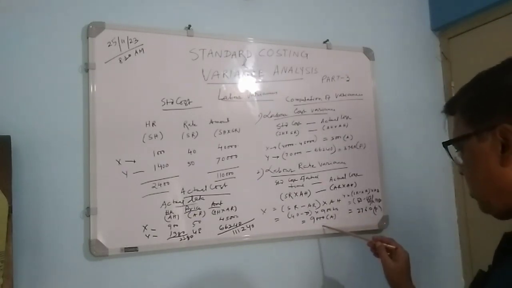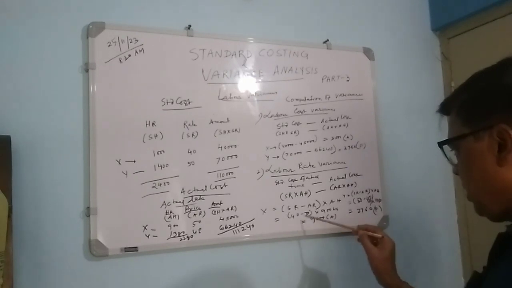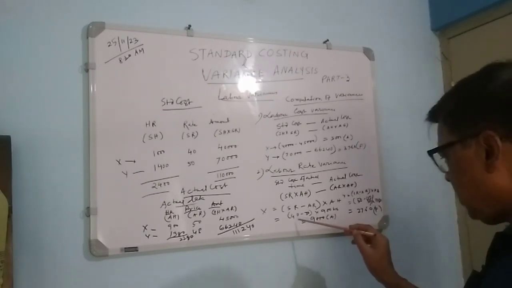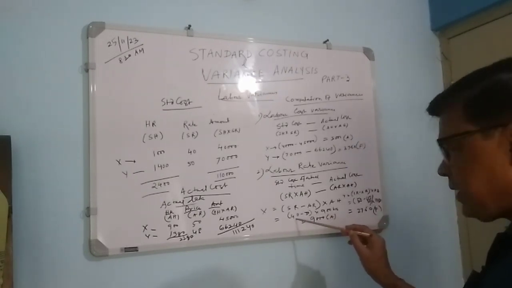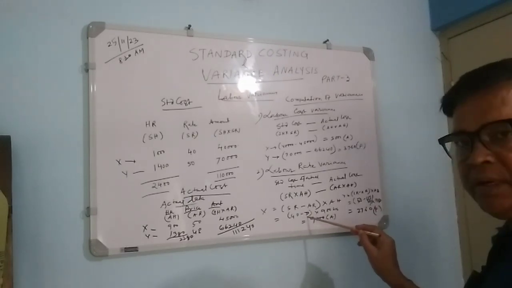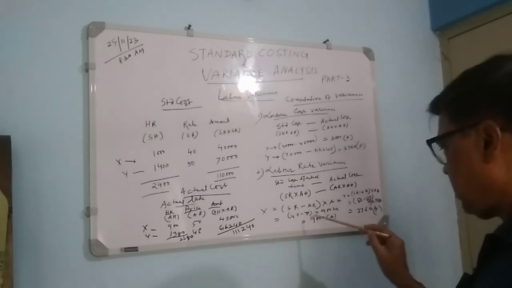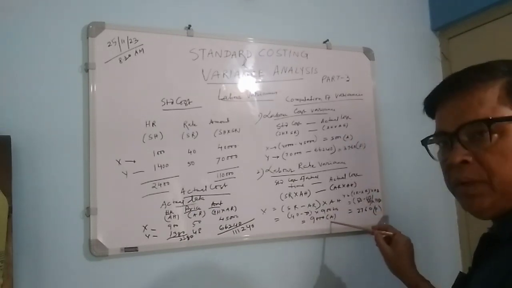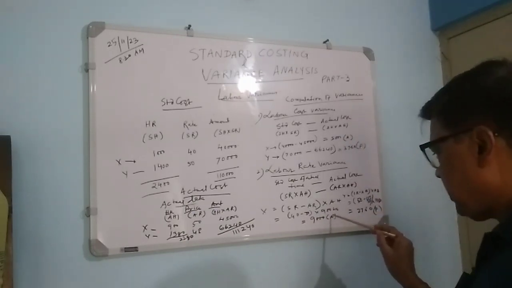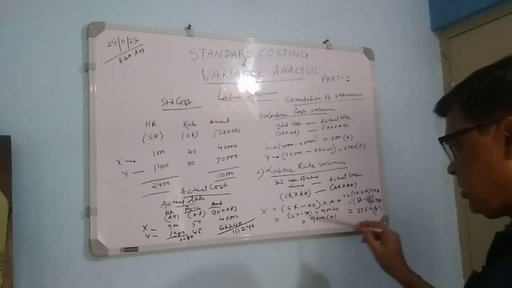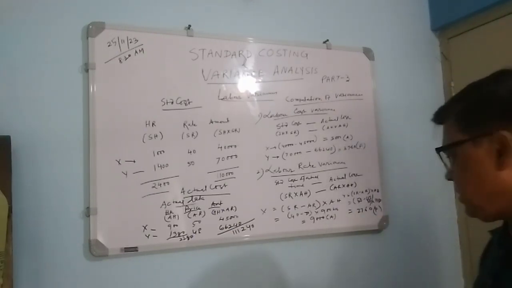Is this 9,000 favorable or adverse? You have to see that the standard rate is 40 but the actual rate is 50. That means if your actual rate is more than your standard rate, definitely it is negative, that is adverse. Always in costing, if the actual rate is more, it is adverse.